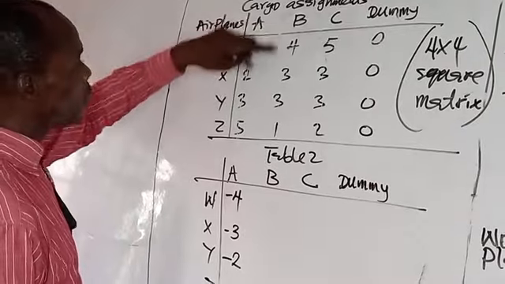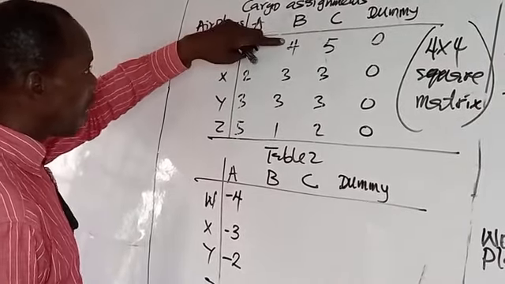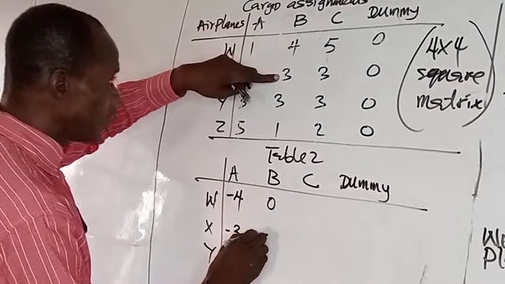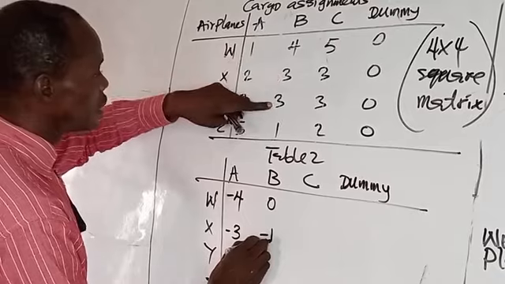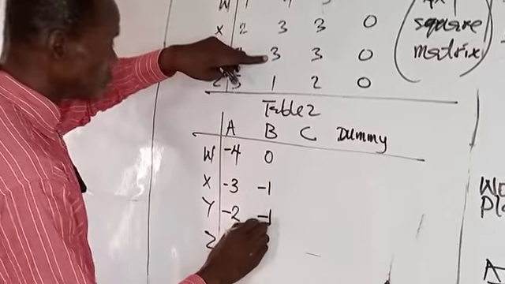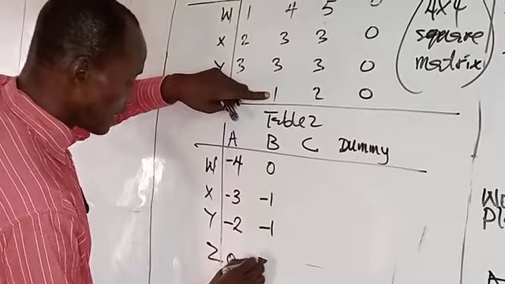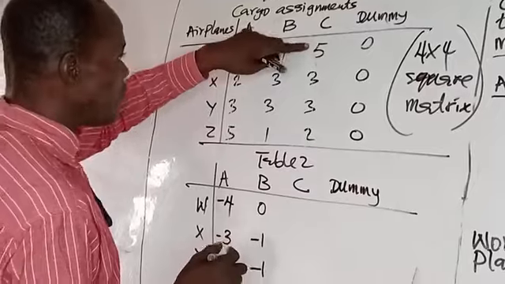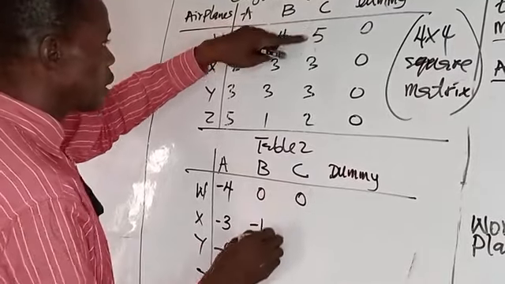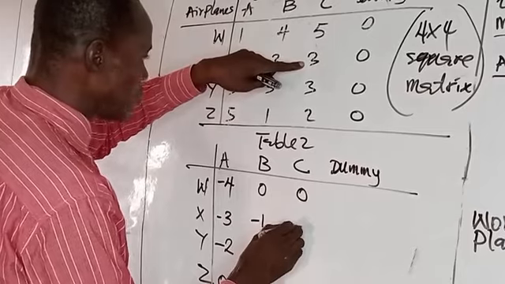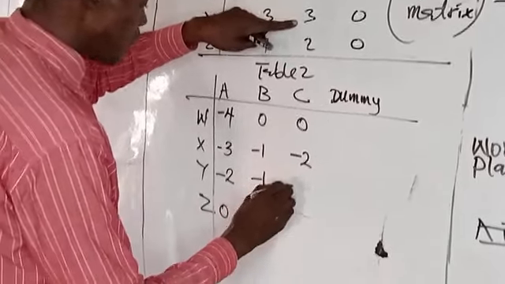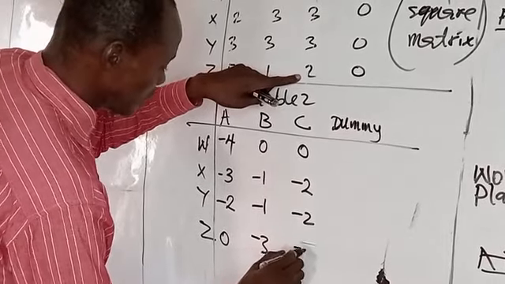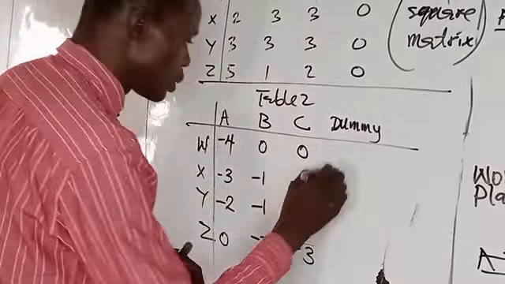The highest in this column is 4. 4 minus 4 is 0. 3 minus 4 will be minus 1. 3 minus 4, minus 1. 1 minus 4, minus 3. Then in this column, the highest is 5. 5 minus 5 is 0. 3 minus 5 will be minus 2. 3 minus 5, minus 2. 2 minus 5 is minus 3. You already have zeros in the dummy column.